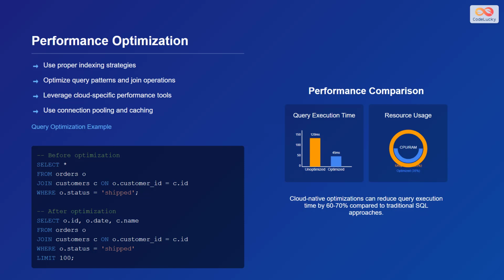Here are some tips for optimizing performance in Cloud SQL. Use proper indexing strategies to speed up query execution. Optimize query patterns and join operations to reduce resource consumption. Take advantage of cloud-specific performance tools offered by your cloud provider. Use connection pooling and caching to minimize latency and improve response times.